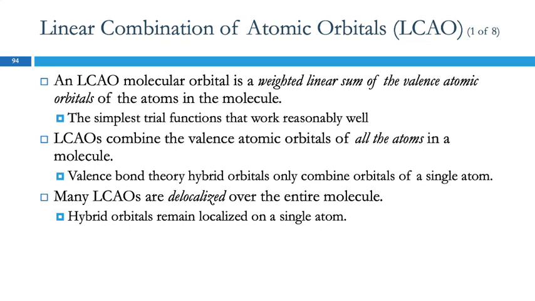So what we're talking about here, we don't really call them hybrid orbitals. We talk about linear combinations of atomic orbitals. That's what LCAO stands for. This is just a weighted linear sum of the valence atomic orbitals in the molecule. We're going to combine those valence atomic orbitals for all the atoms in the molecule. And so those get delocalized over the entire molecule, which is in contrast to the hybrid orbitals of valence bond theory, which remain localized on a single atom.